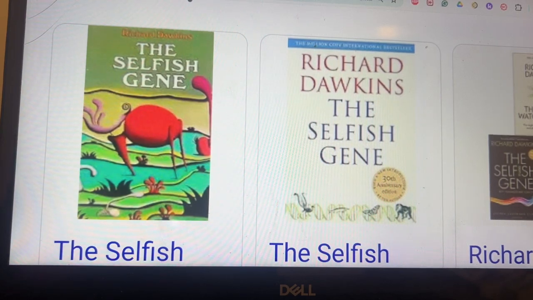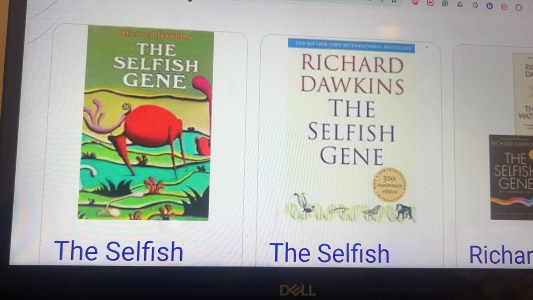Dawkins argues that the apparent altruistic behavior seen in nature, such as parental care or cooperation among animals, can be better understood as strategies employed by genes to ensure their own survival and propagation. Selfish gene theory can be defined as the idea that the gene is the ultimate beneficiary of selection. This book is about making the individual secure, and the individual is merely a vehicle for its genes.